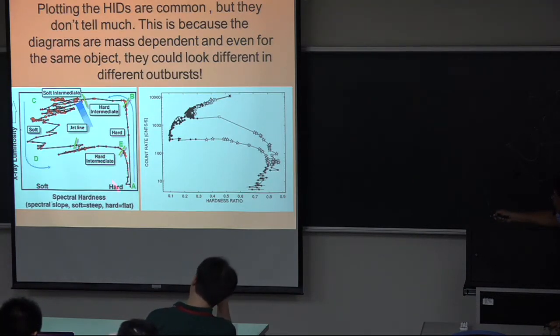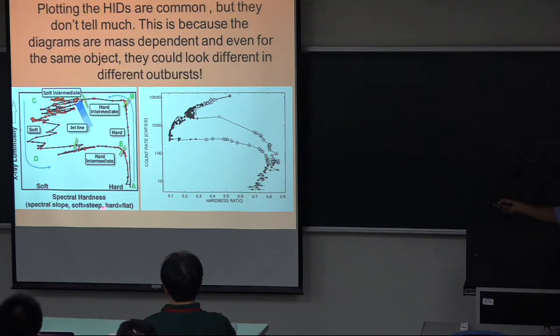It looks like a Q, and this area, because it's non-zero, we call it a hysteresis effect. Namely, the route that it took, it does not take the same route to come back. So it took a different route to come back. That's a big deal. People divide it into the hard state, hard intermediate, soft intermediate, and soft. Then again, soft intermediate, hard intermediate, and hard. But this looks good.